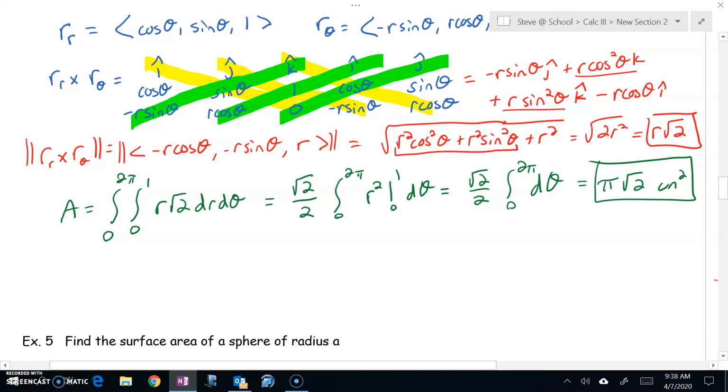Anyway, tomorrow we're going to show how to do surface area when you do not parameterize the surface and you just use what's given, and that's called the implicit form.